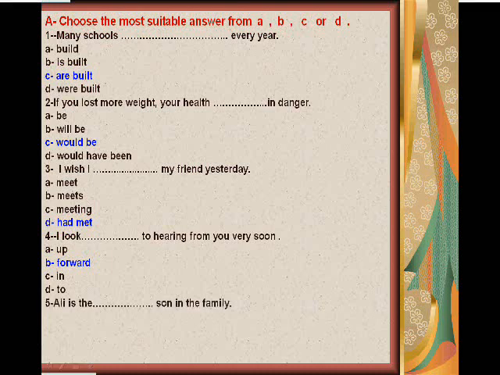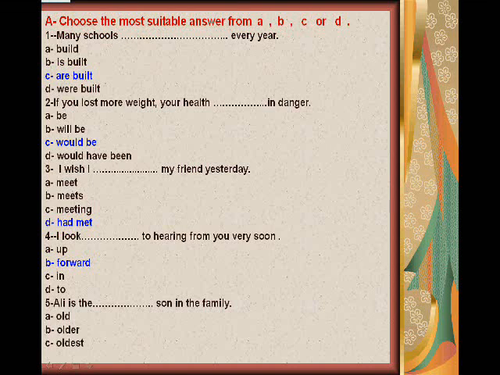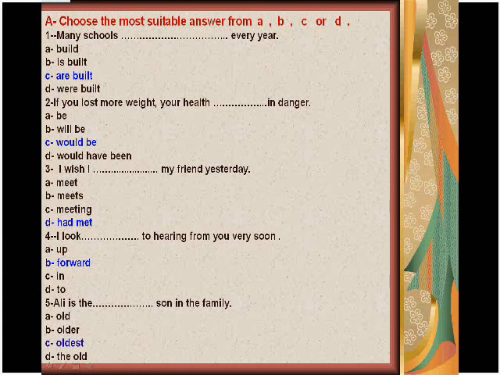Number 5, Ali is the son in the family. A, old. B, older. C, oldest. D, the old. Of course, here we are talking about superlatives because we have the. So if you have the and the adjective comes after it, it should be what? Is it older or the oldest? Which one? Excellent. Ali is the oldest son in the family.